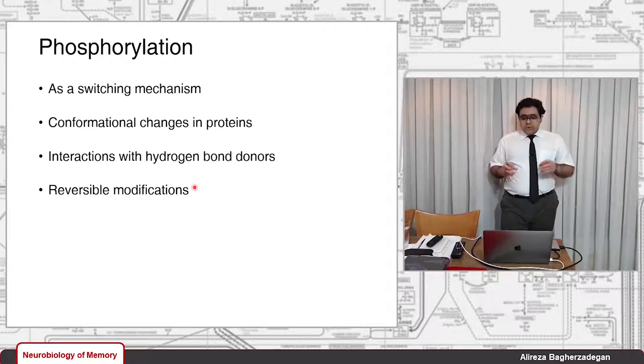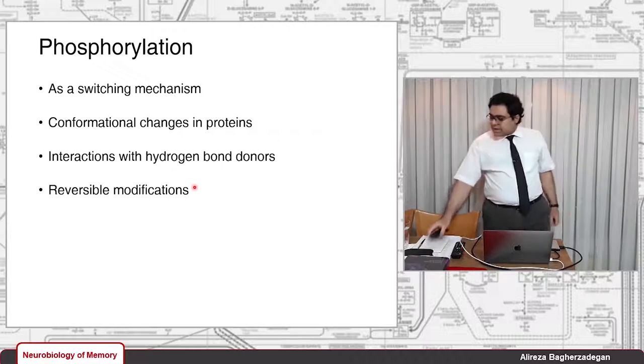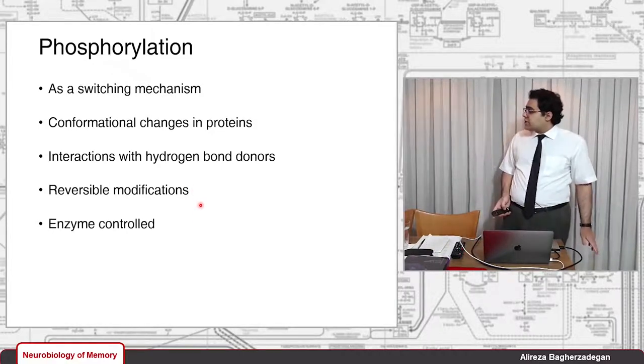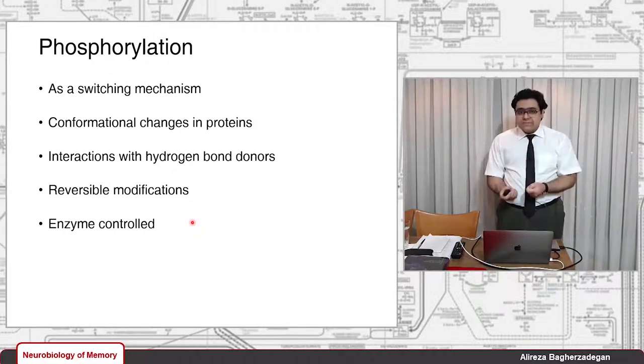It means that when you add a phosphate, you can later remove a phosphate, or when you remove a phosphate, you can later add another phosphate. So it is reversible. Another good thing about phosphorylation is that it is enzyme controlled. It means that for adding a phosphate or removing a phosphate, you need a specific enzyme. That has several advantages.